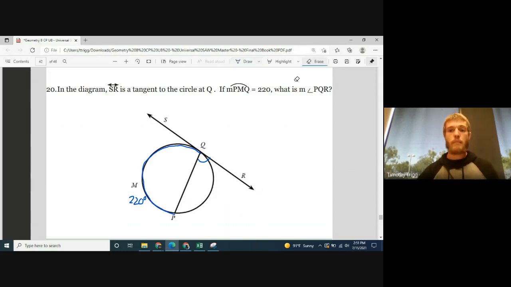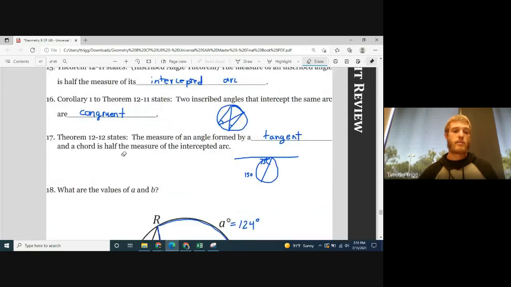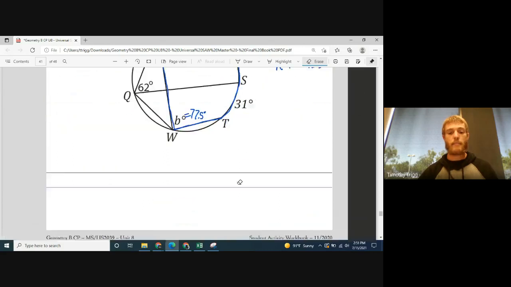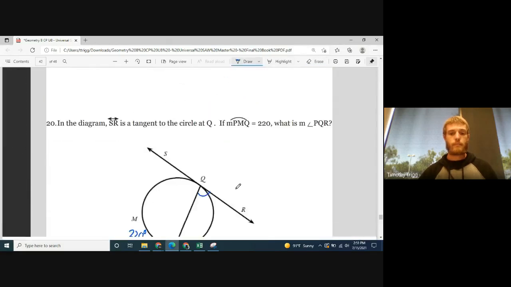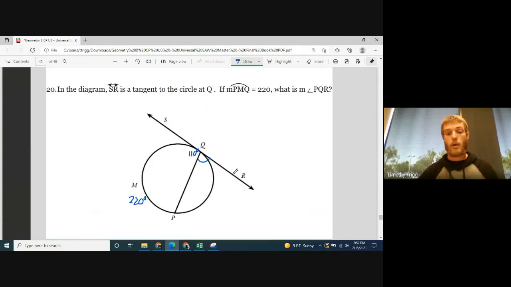Okay. Well, this actually goes to the last theorem here, number 17, theorem 12-12. If I know this arc, then this angle will be half of that. So if this is 220, then this angle right here is 110 degrees. Now, don't get confused. That's not the answer, because that's the angle of SQP. I'm looking for PQR, right? So I'm looking for this angle here.